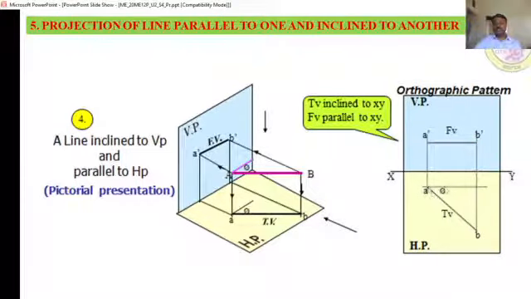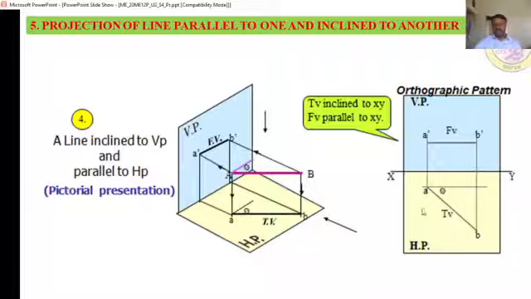So you draw a line, locate point A in front of VP, then measure angle phi at which it is inclined to VP. Then from here, at this angle, you draw the true length line and locate the other end of the line, small b, in the top view. So now you will get small ab. This is the top view of the line.